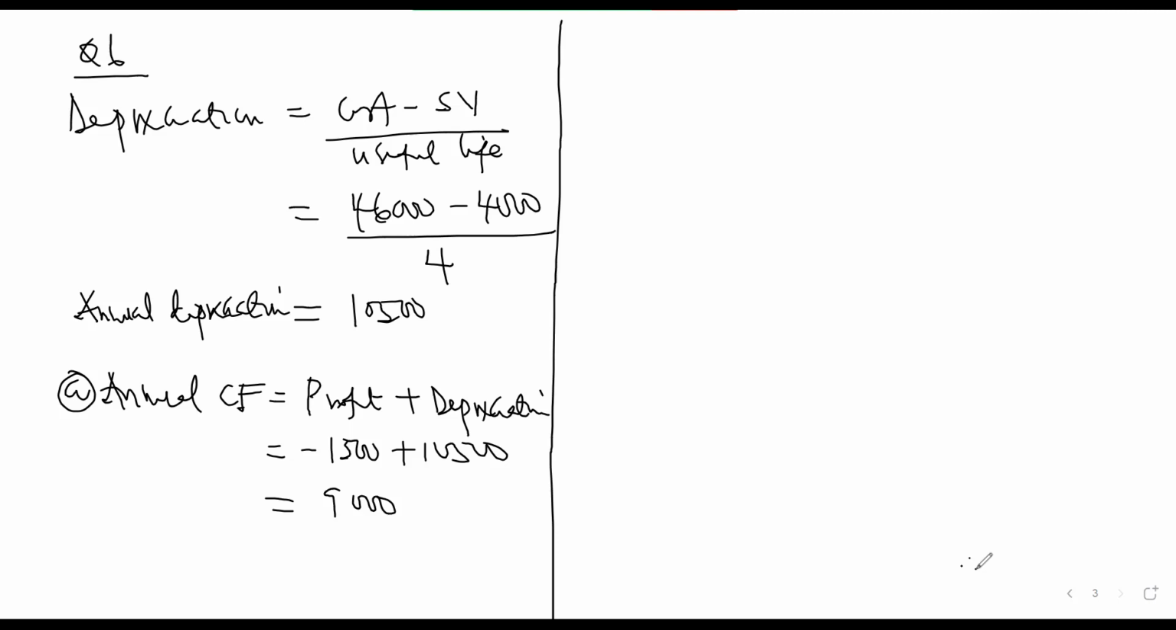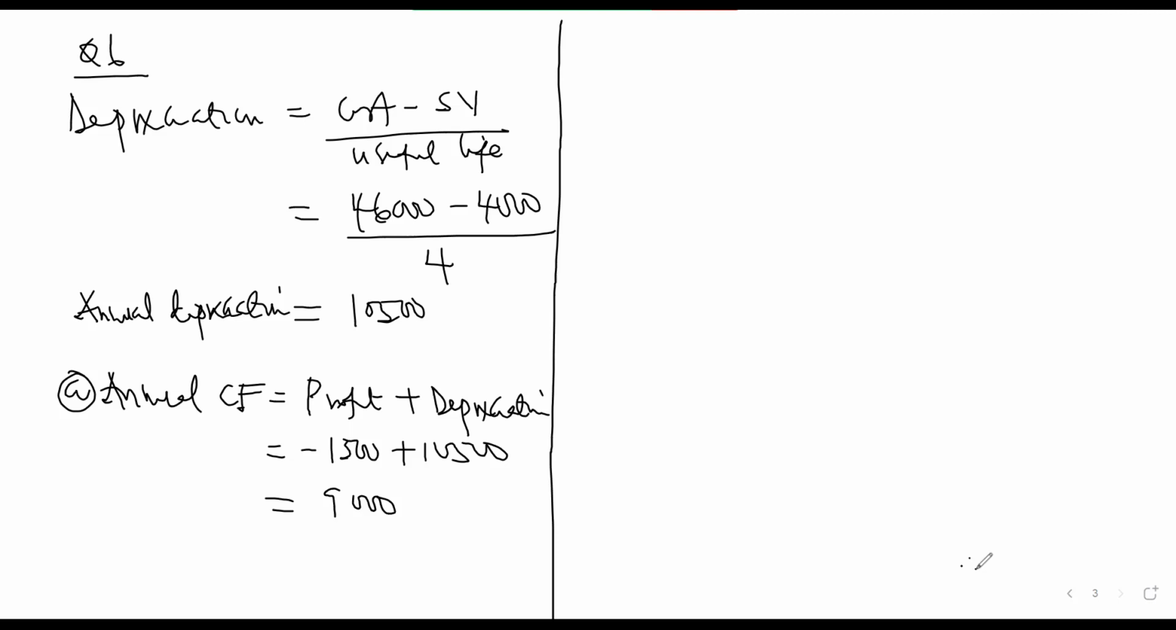But if the profit over there is not a profit, it's a loss. If it's a profit, that is why you have the 12,000. But a loss, so it will be negative 1,500 plus 10,500. That will give you 9,000. So the cash flow was 9,000, and we have subtracted the depreciation from it, and we are now having a loss of 1,500. So you add the depreciation back to the cash flows. So that is the A part of the question.